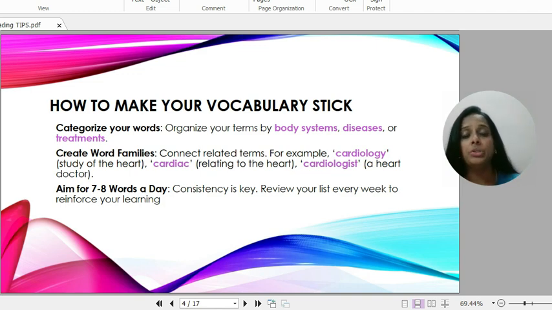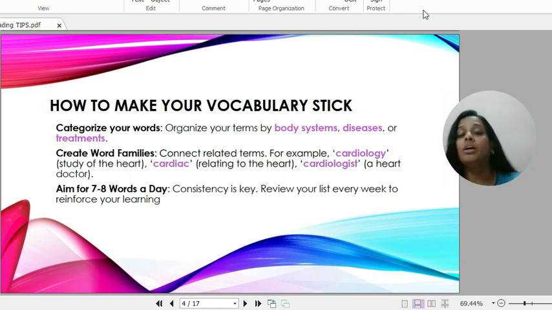If you are learning about the heart, the words related to the heart, arteries, veins, hypertension, that comes under the category of cardiovascular system. And about lungs, bronchitis, asthma, oxygen, ventilation come under respiratory system. If you're learning words like insulin, glucose, hyperglycemia, type 1 diabetes, all these come under diabetes. So when you encounter a new term, think about which category it belongs to and how it relates to other terms in that category. So it will be easy for you to create word families.